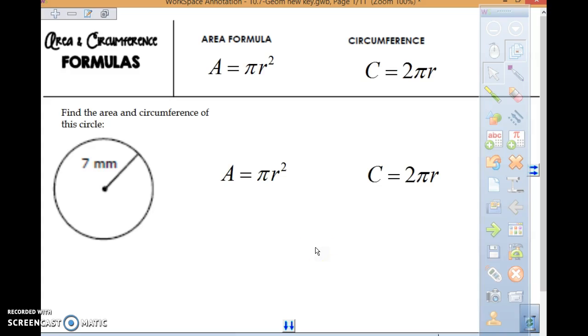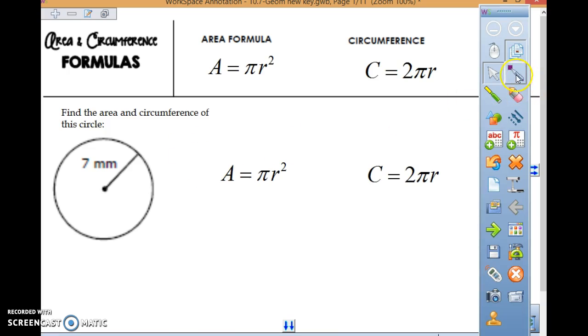Hello, this is area and circumference of circles. Let's fill in the formulas for the area. Area of a circle is found by taking pi times radius squared. Circumference is 2 pi r. In other words, you could also use the diameter times pi because the diameter is 2 times r.